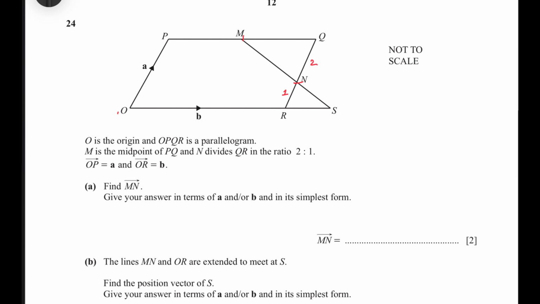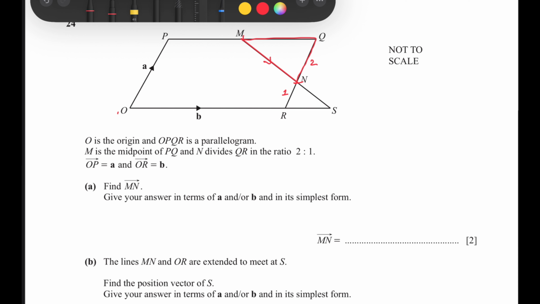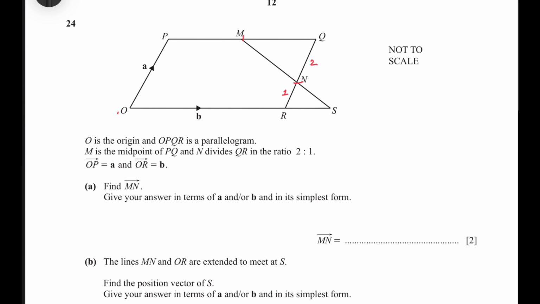Find MN. So to find MN, first of all, we can consider the triangle MQN. Let's remove all this. Now see, first of all, MQ. M is the midpoint of PQ, and PQ is actually B. So MQ is B by 2.